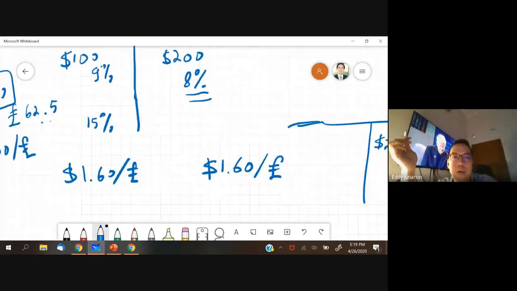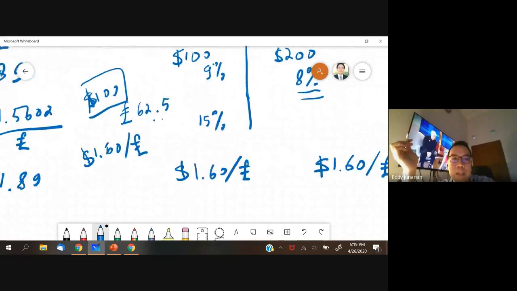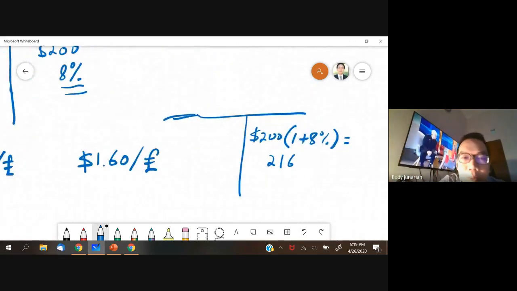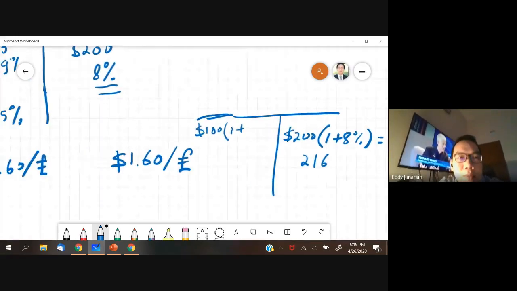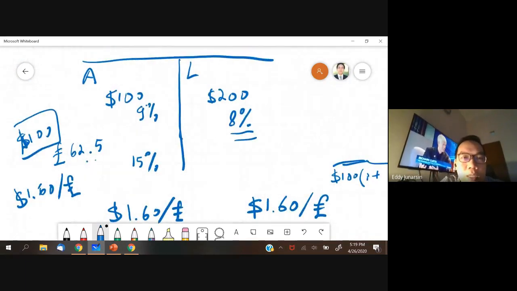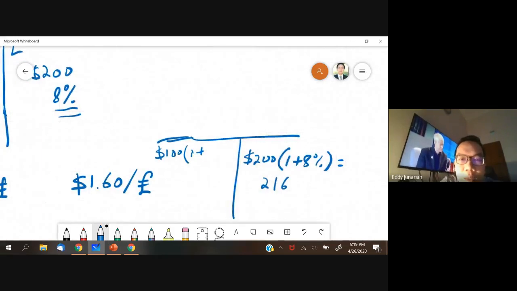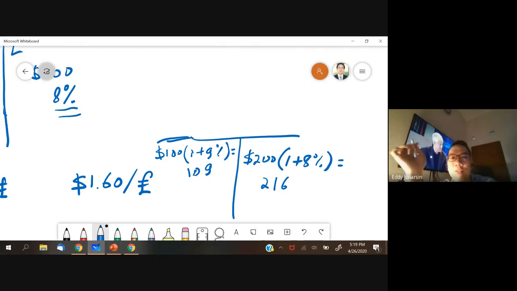What about your asset side, your investment? Remember you have 100 million in domestic investment, and this will give you 9%, based on the story. You earn 9% for the domestic investment. So obviously you will get 109 from the domestic investment.